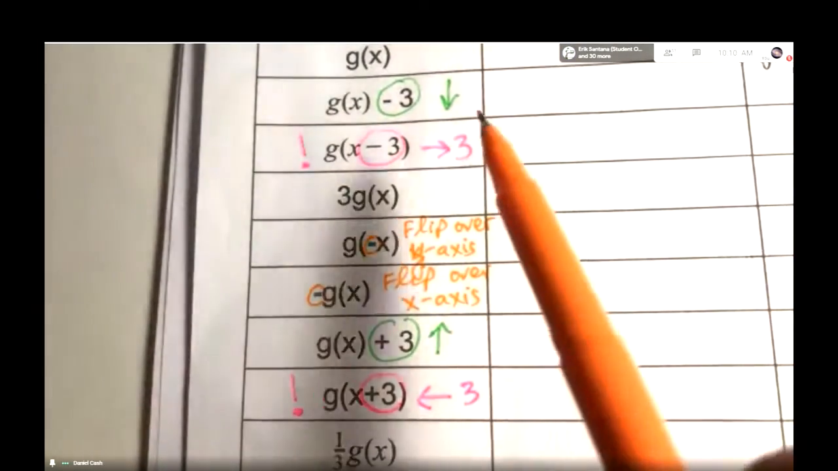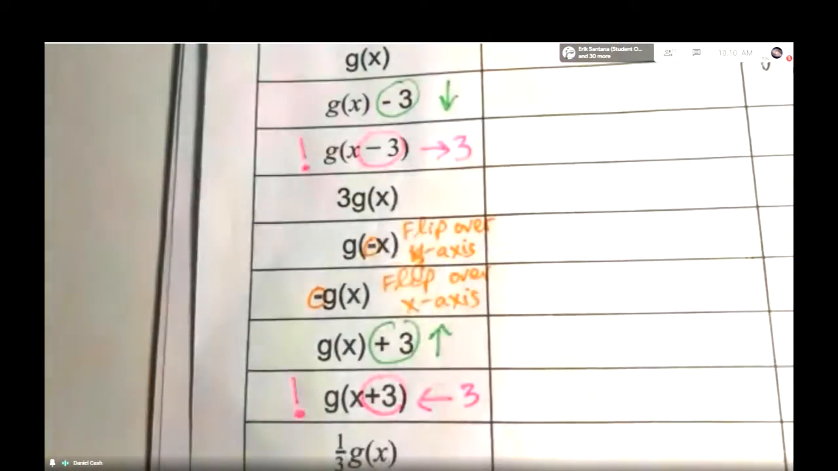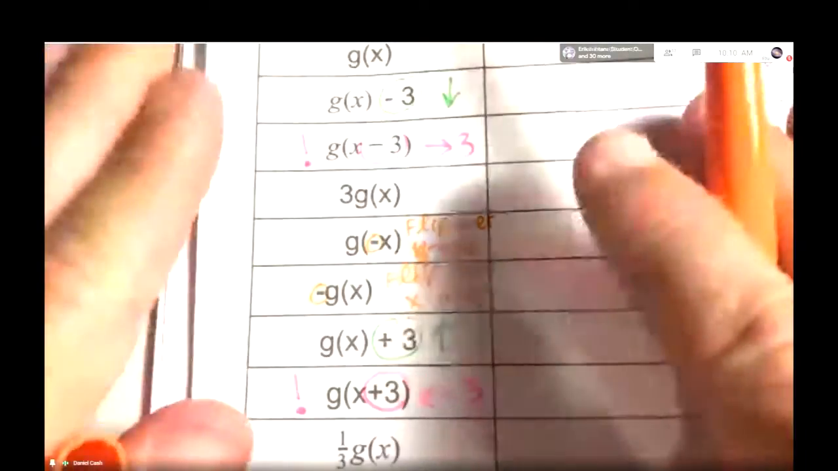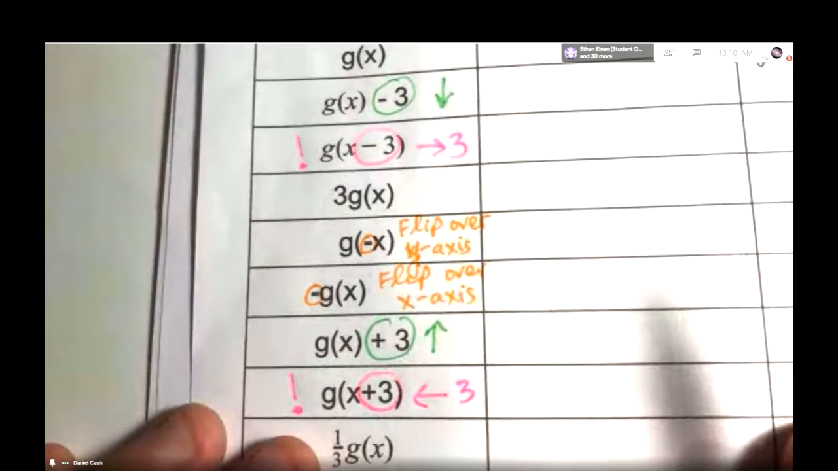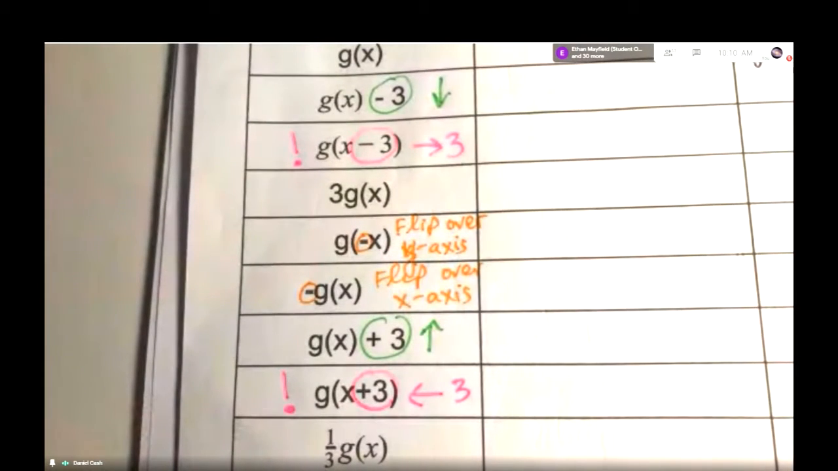Okay. The green and the pink are translations. You're sliding the graph north, east, south, and west. The pink and the green transformations slide the graph north, east, south, west. The orange or the negatives are going to reflect or flip the graph over an axis.